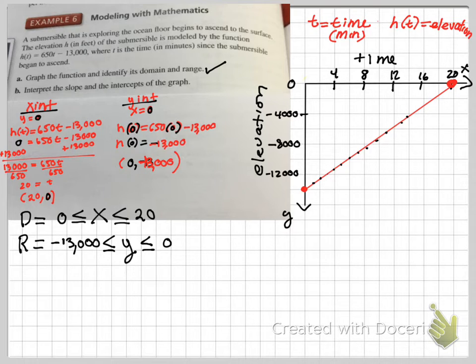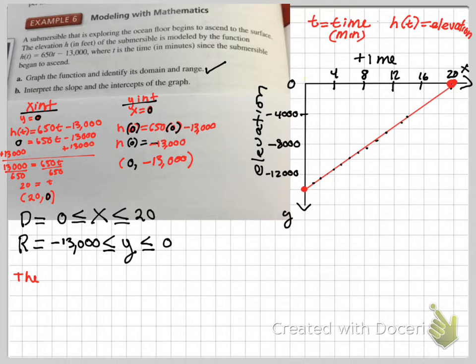The next part says to interpret the slope and the intercepts of the graph. So let's start with the intercepts because we've already found them. I'm going to erase this and make it a little clearer. This is negative 13,000. All right, so the first thing you have to do when you interpret the x and y intercepts is identify. And it's always going to be the same protocol.